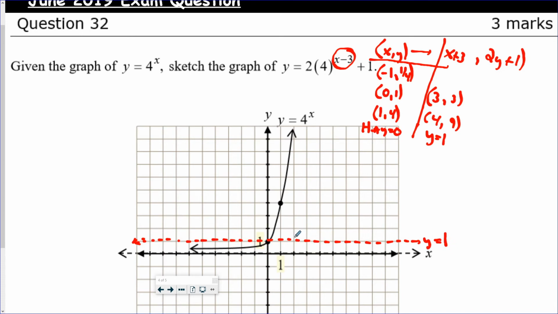And then we had the point 3, 3. So I'll count up to 3 for x and 3 for y. And then I had the point 4, 9, which would be up here. No need to label them because they are nice and on the grid.